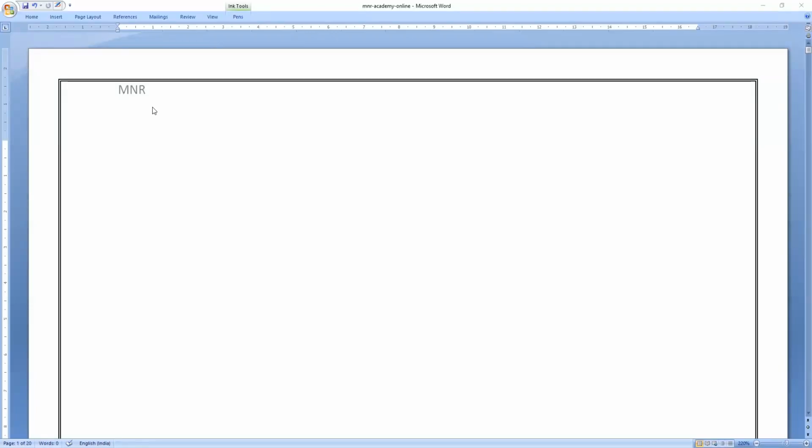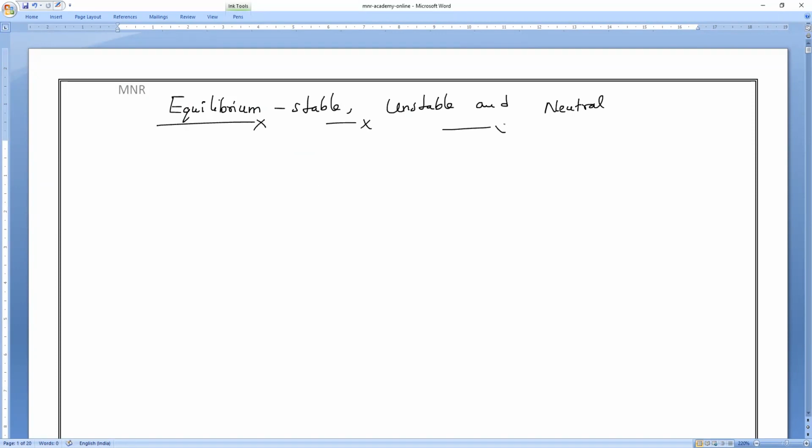So observe very carefully. This will be very interesting as well as a very important concept. We are going to see equilibrium: the types of equilibrium, stable and unstable, as well as the three types of equilibrium we have. That is neutral. Okay. So this is our topic in today's class.